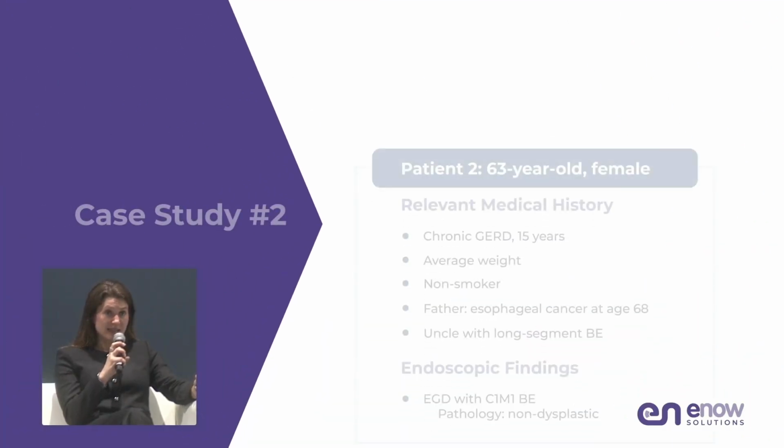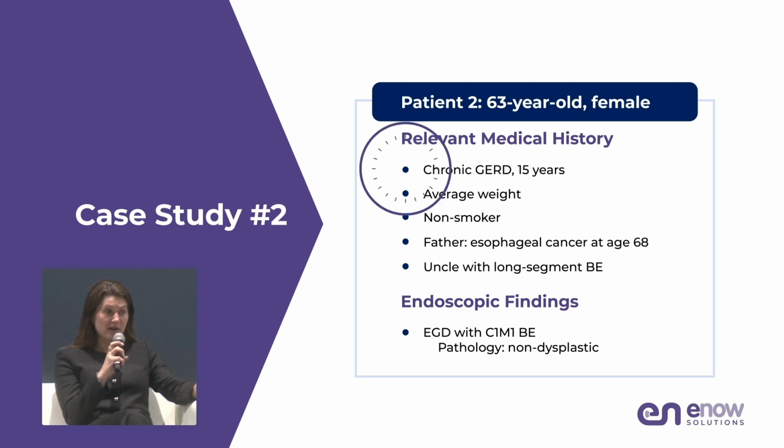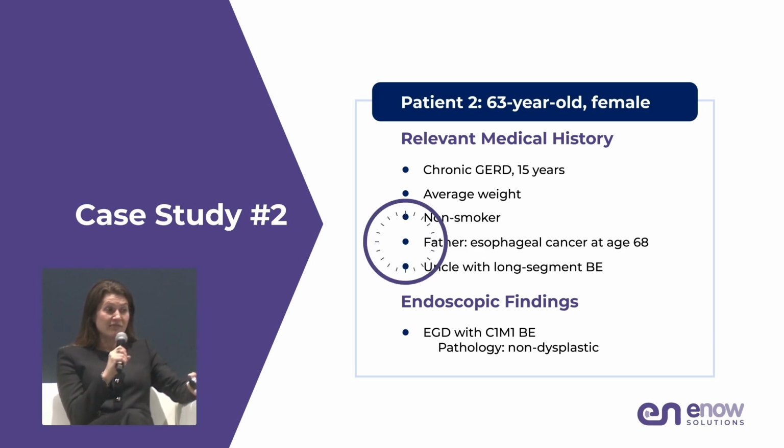Our second case study is a 63-year-old female, chronic GERD for 15 years, average weight, non-smoker. GERD is well controlled with her daily PPI. But now you have a very concerning family history, and this would probably scare many of us and probably scares the patient quite a bit. So she has a father who had esophageal cancer around the age that she is. Her uncle has a long segment Barrett's, and she has a short segment when you do your endoscopy. So she has C1M1, non-dysplastic.